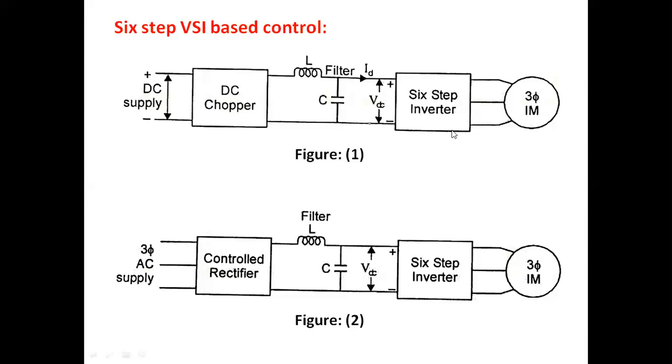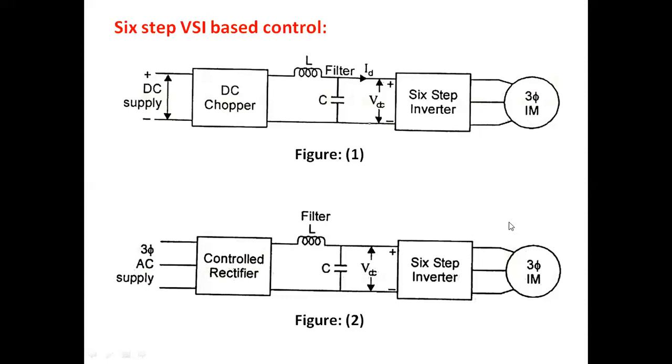So this scheme is explained for when a DC supply is available. Suppose a 3-phase AC is available to me, then what do I need to do? The same circuit, only the chopper is replaced with a controlled rectifier, and the DC supply is replaced with the 3-phase AC supply.